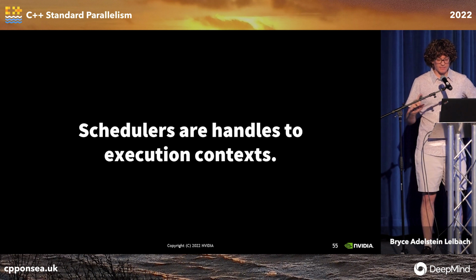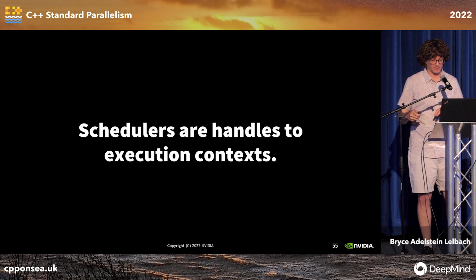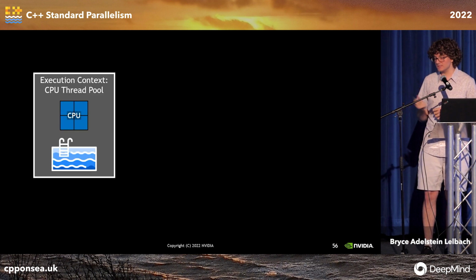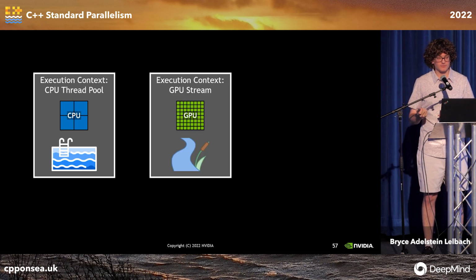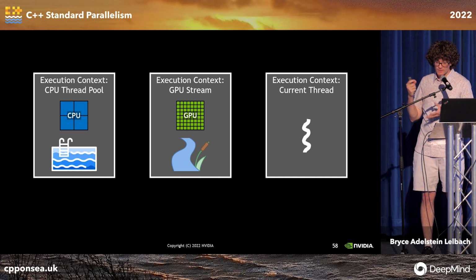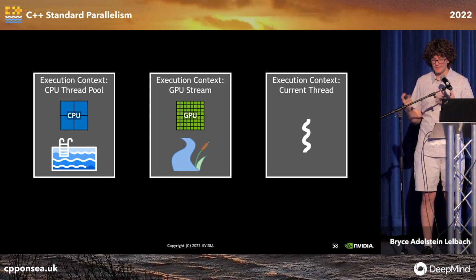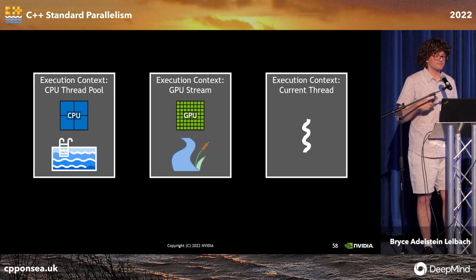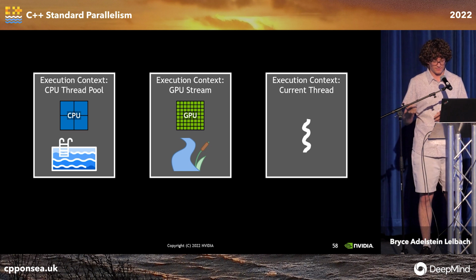So an execution context is a resource that represents the place where execution will happen. This could be some concrete resource like a specific CPU thread pool or a GPU stream. It could also be something more abstract like the current thread of execution. Execution contexts don't necessarily have a representation in code, and they don't necessarily have an exposed interface, at least today. They may have state associated with them like OS handles, memory, metadata, etc.